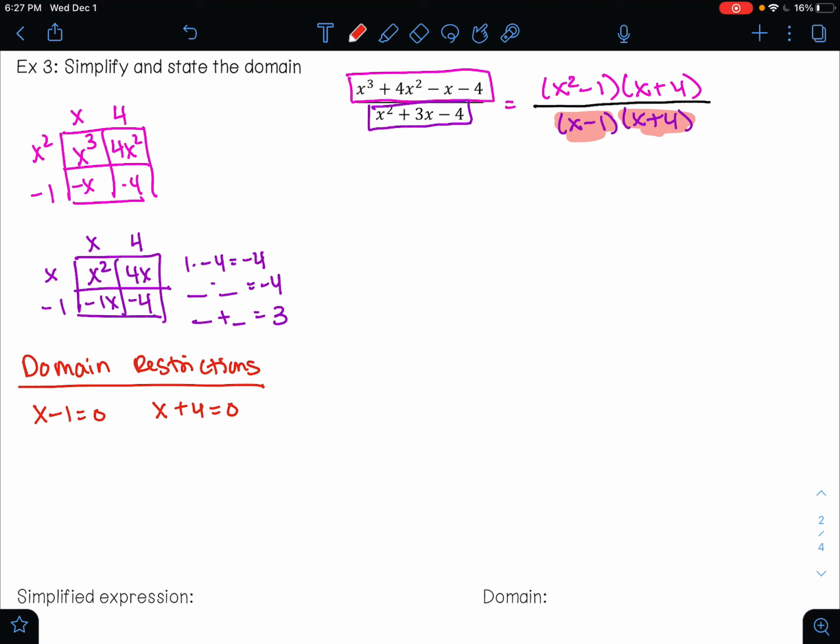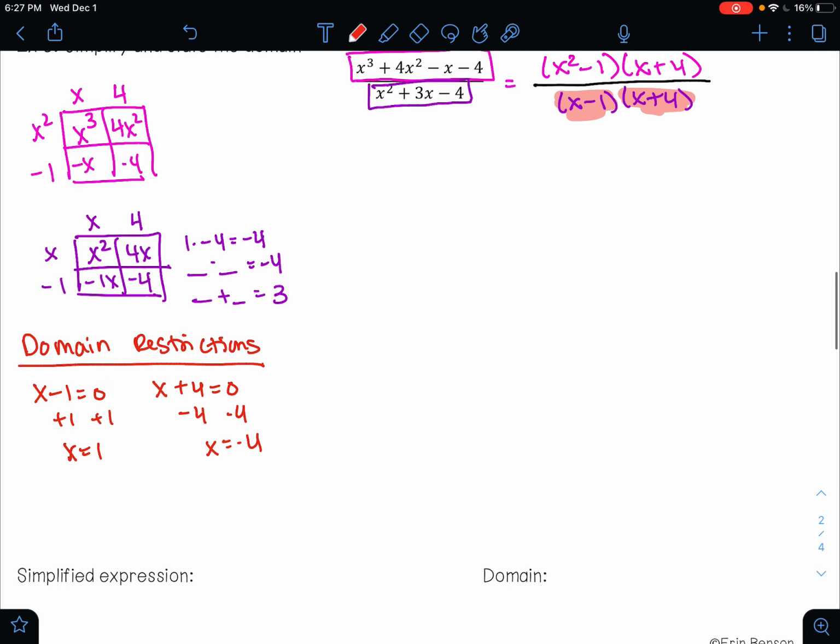To undo subtraction, I'm going to do addition and get x equals 1. To undo addition, I'm going to do subtraction and get x equals -4. So here my domain will be all values of x such that x does not equal +1 or -4.